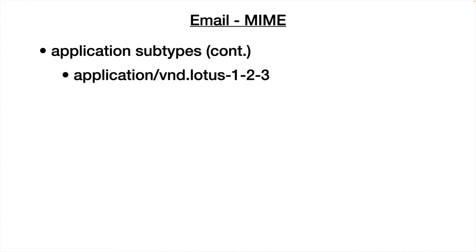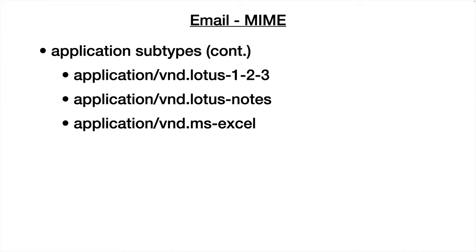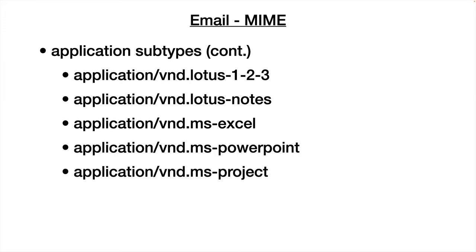Continuing on, we have another vendor one for Lotus 123. This was one of the first spreadsheet programs that were out there. We have Lotus Notes for notes and email. Microsoft Excel, Microsoft PowerPoint, Microsoft Project, and then finally the last one is /zip. So it is a file whose contents have been zipped. So those are the subtypes.